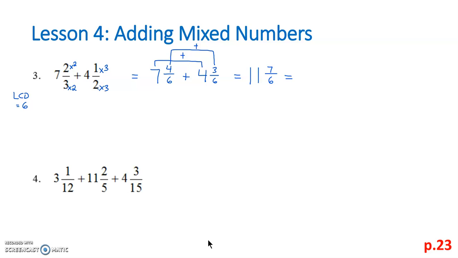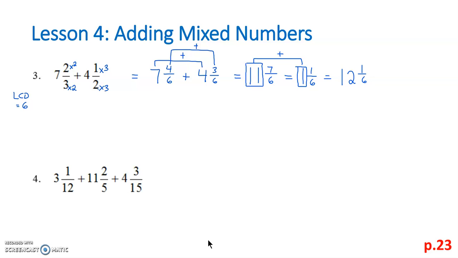So 6 goes into 7 once, with 1 left over out of 6. And then I must remember that this was 11 and 7/6. So I've changed the 7/6 and I have to add the 11 onto the 1 and 1/6. So this will give me a final answer of 12 and 1/6.